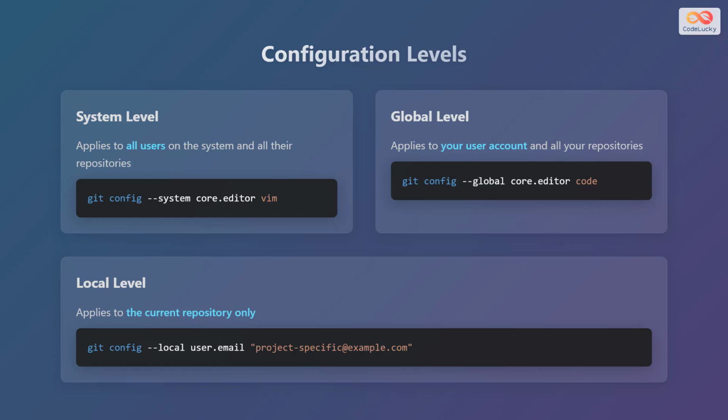Global-level configurations apply to your user account and all of your repositories. Use the --global flag. For instance, to set your default editor to Visual Studio Code, the command is git config --global core.editor code. Finally, local-level configurations apply only to the current repository. Use the --local flag. A common use is to set a project-specific email address using the command git config --local user.email project-specific@example.com.